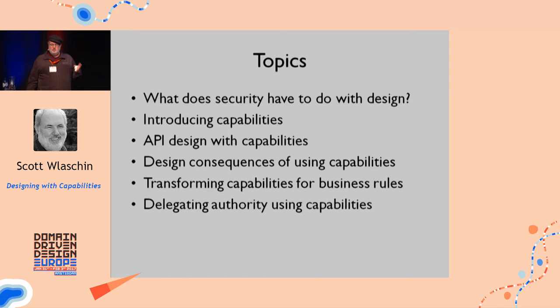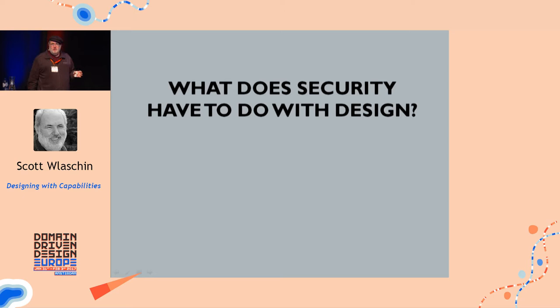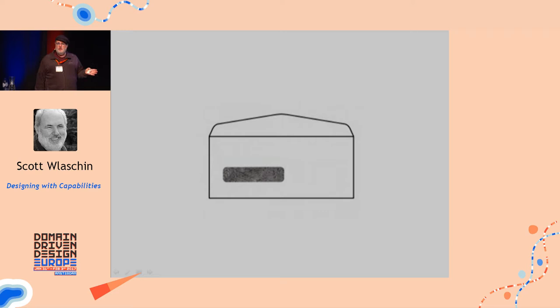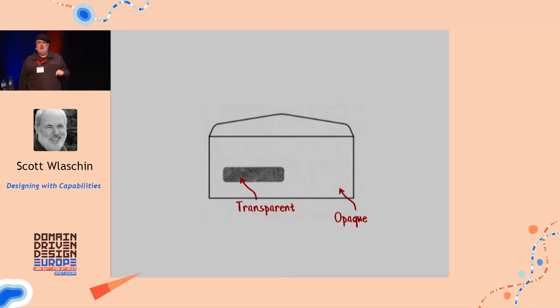So let's start off with the beginning. What does security have to do with design? I'll use a real-world example, which is an envelope. There's a bit which is transparent, and there's a bit which is opaque. And you say, why is some of it transparent and the rest of it opaque? The reason is because I don't want the post office or anyone else to read my letter. But I need to make some of it transparent so they can see the address they're delivering it to. So that's the security-oriented view. It's about not having people read my letter. That's what most people would say is why you do it this way.